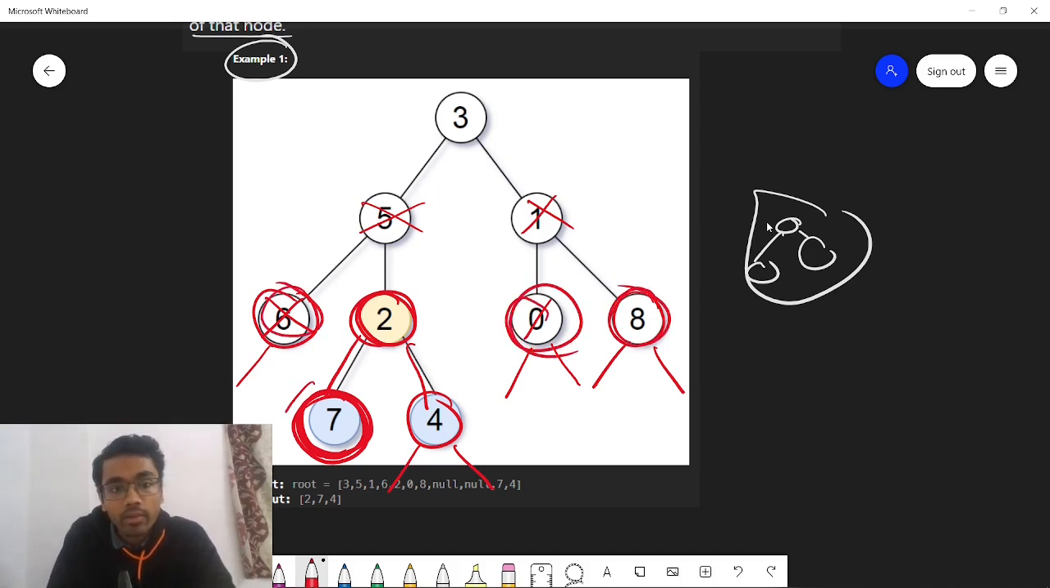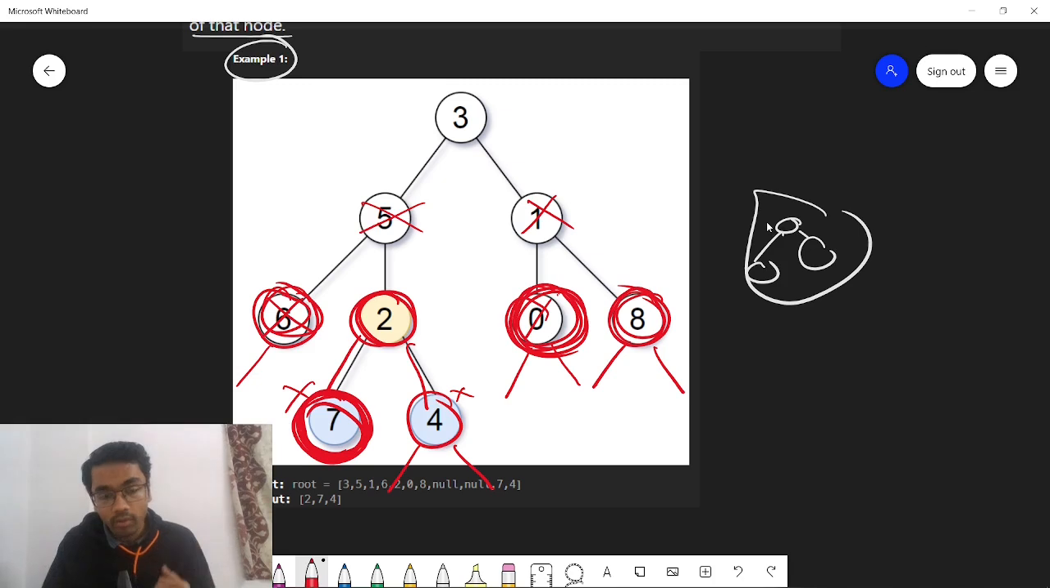Until and unless we discover 7 and 4, we can say that 0, 8 and 6 are the deepest nodes. But when we find 7, we say that we got some deeper nodes here. So now we say that these 7 and 4 are the deepest nodes possible in the entire binary tree. Since we have traversed the entire binary tree, and since 4 and 7 don't have any children, we can say that 7 and 4 are the deepest nodes possible.